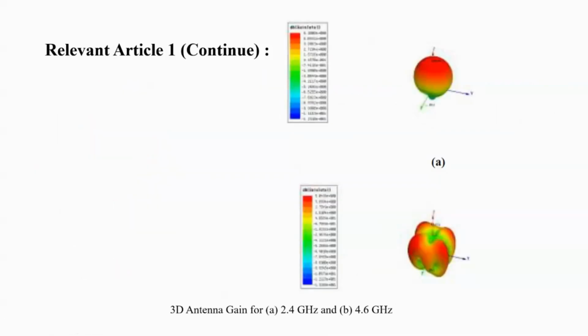And the next parameter, we will look at 3D antenna gain for A, which is 2.4 gigahertz, and B on the bottom side for 4.6 gigahertz. In microstrip patch antenna, the gain is between 5 to 8 decibel. From this simulated result, show the gain of the design dual band antenna shown in figure here. The A, which is for 2.4 gigahertz, is the gain is around 6.2 decibel, and for 4.6 gigahertz, figure below here, the gain is around 5.0438 decibel.